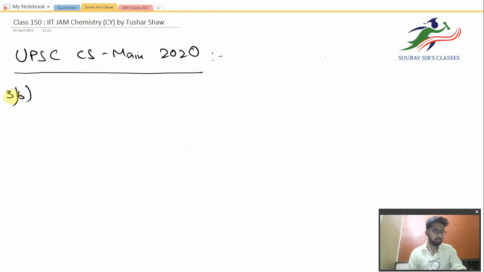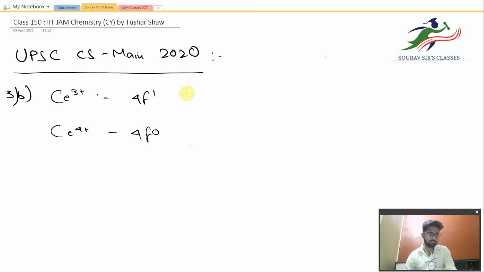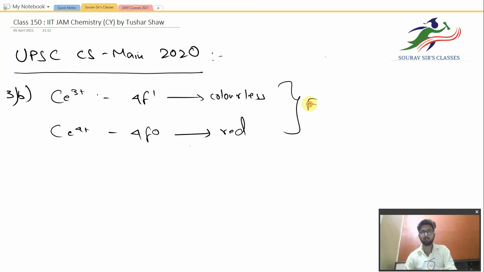So the question number 3 says that cerium 3 plus ion has an electronic configuration 4f1, and cerium 4 plus ion has an electronic configuration 4f0. This species is colorless, obviously, and this one, the color given is red. Now we have to explain the phenomenon.